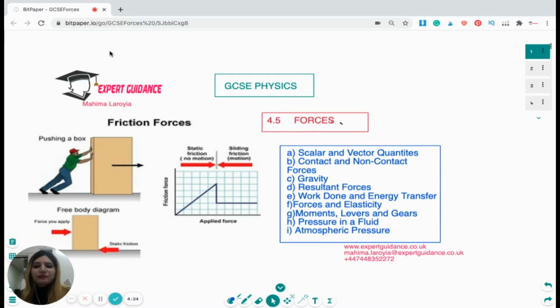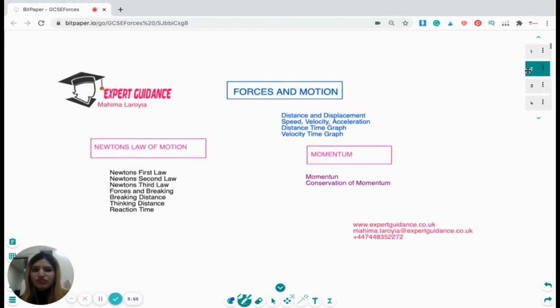So let's begin. Now in this unit, we'll be covering the topic of forces and motion. We'll be covering what are scalar and vector quantities, what are contact and non-contact forces, what is gravity, what are resultant forces, how do we work out the resultant forces, the concept of work done and energy transfer, forces and elasticity, moments, levers and gears, pressure in a fluid, atmospheric pressure.